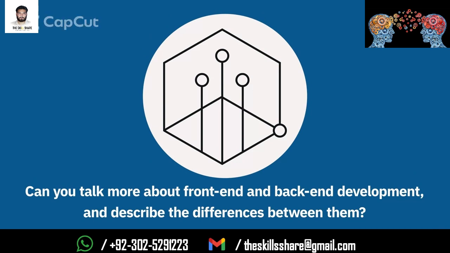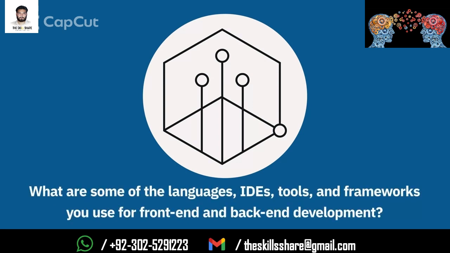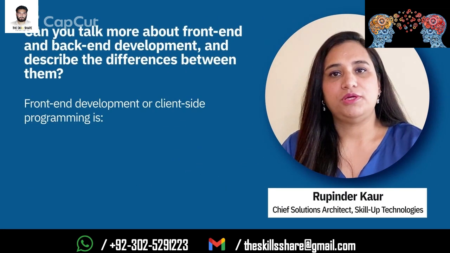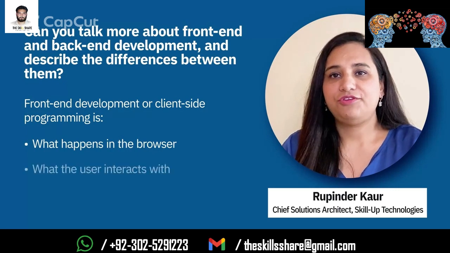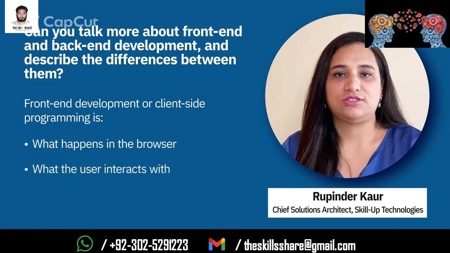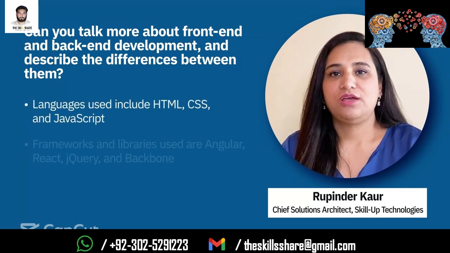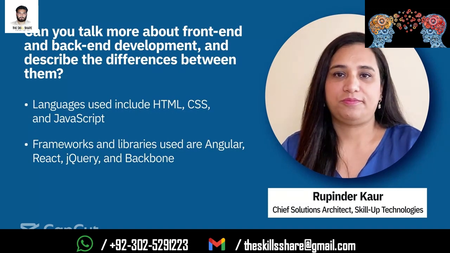So, can you talk about front-end and back-end development and describe some of the languages, IDEs, tools, and frameworks you commonly use for each? Front-end development or client-side programming is what happens in the browser. It is everything that the user sees and interacts with. Some of the languages we use for front-end development are HTML, CSS, JavaScript. We use frameworks and libraries like AngularJS, React, and jQuery, Backbone.js, etc.